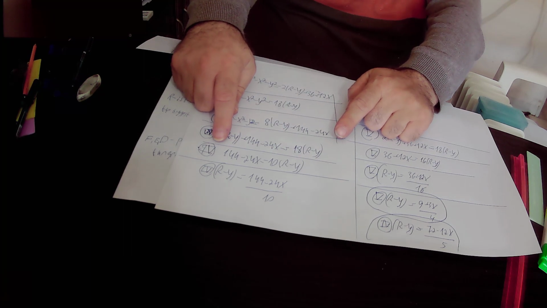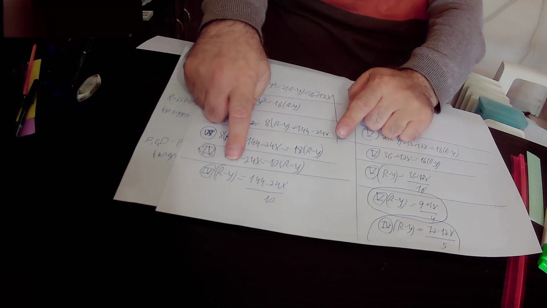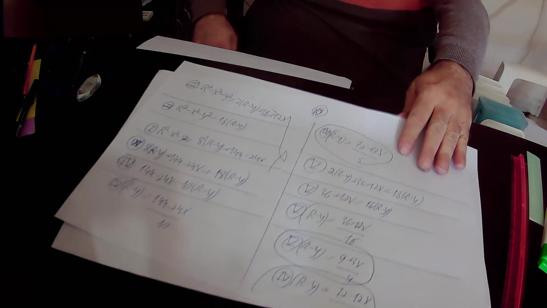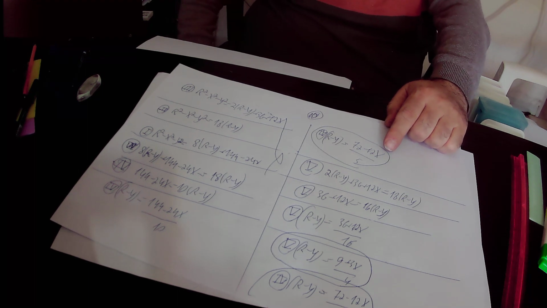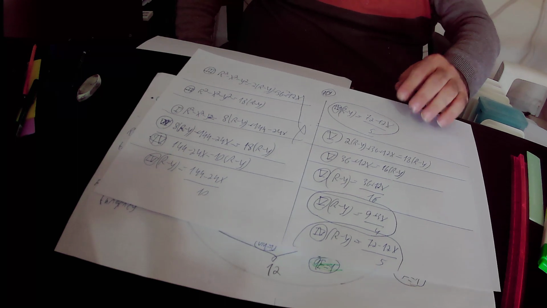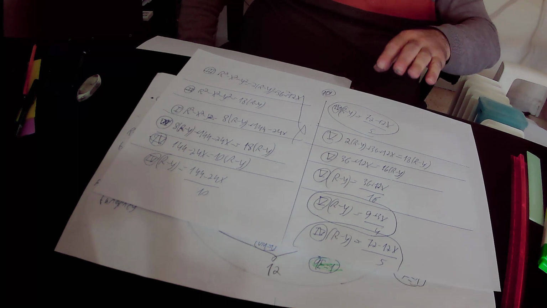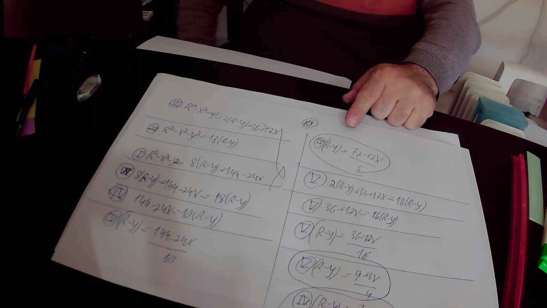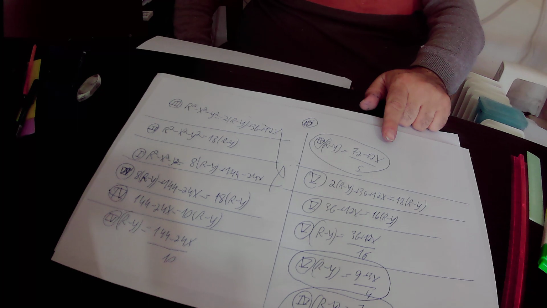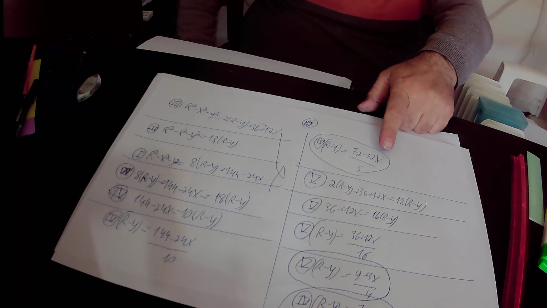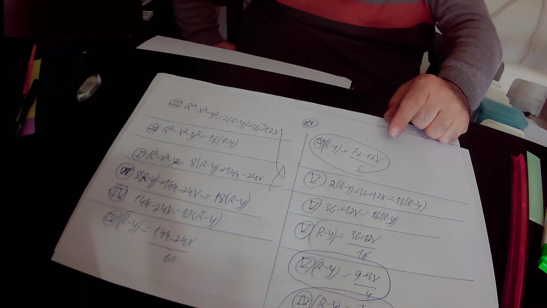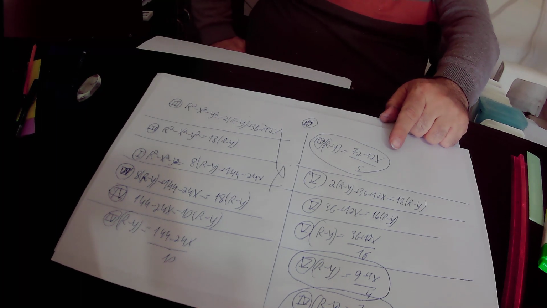We divided equation number 4 by 10, and we got that R minus y equals 144 minus 24x over 10. Here we divided both the numerator and the denominator by 2, and we got that according to equation number 4, R minus y equals 144 over 2 is 72, minus 24x over 2 is minus 12x, and 10 over 2 is 5. So in conclusion, according to equation number 4, R minus y equals 72 minus 12x over 5.